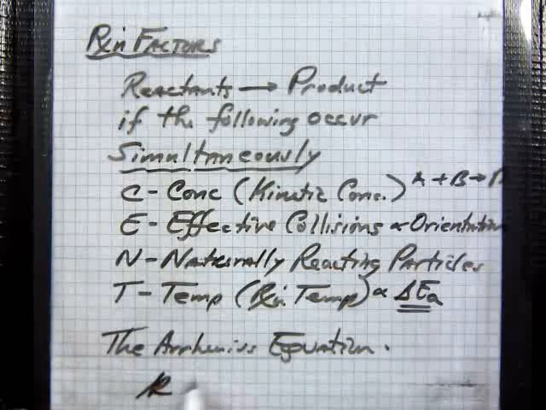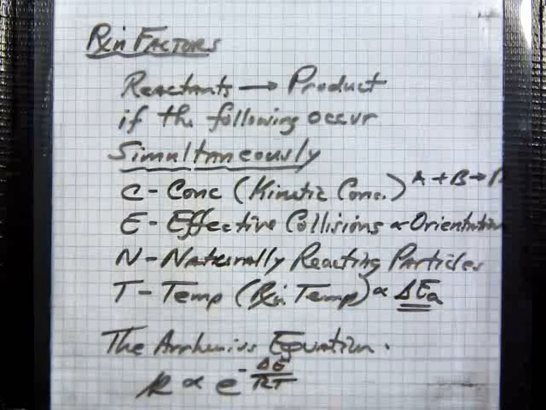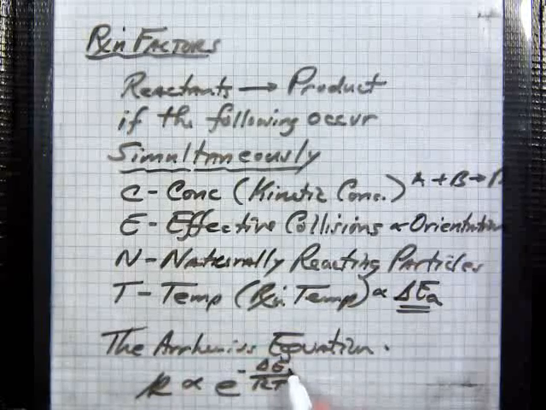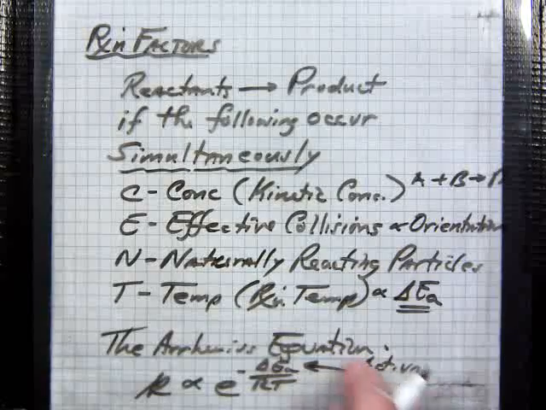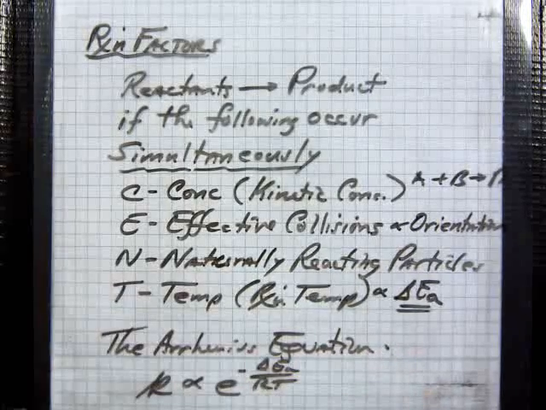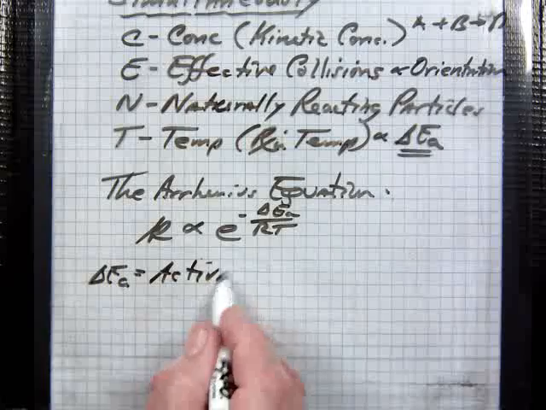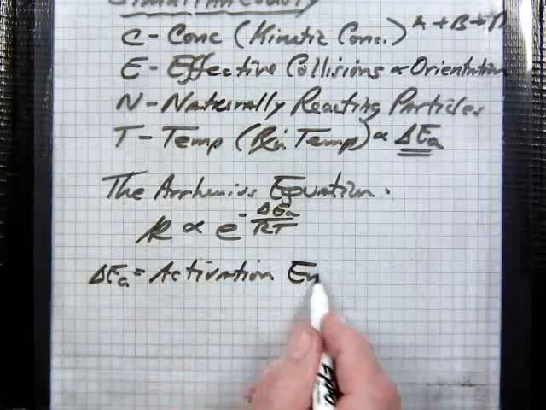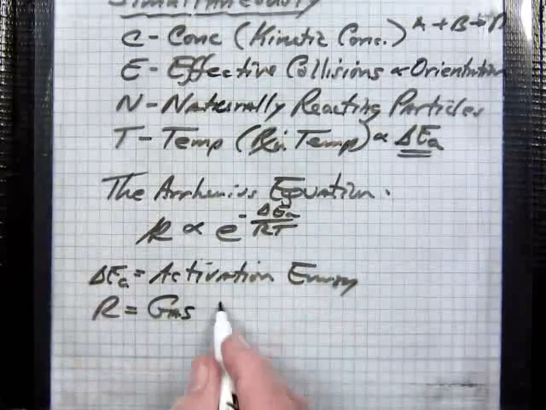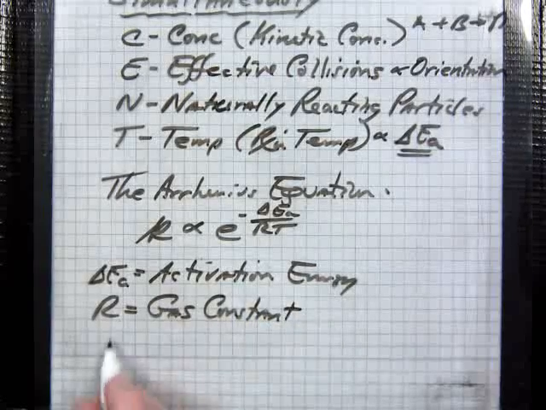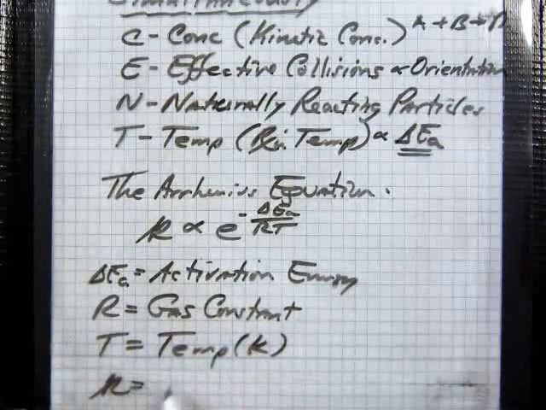That is, K is proportional to e to the minus delta E over RT is the expression, where delta EA is equal to the activation energy, R is the gas constant, thermodynamic form, T is Kelvin temperature, and K is the rate constant.